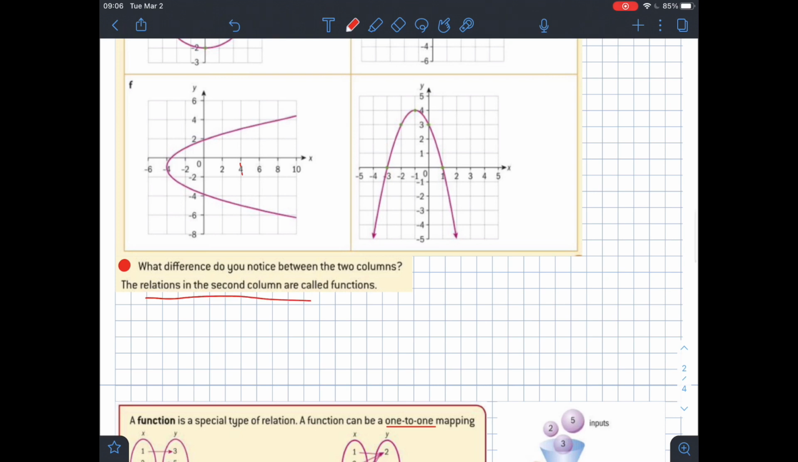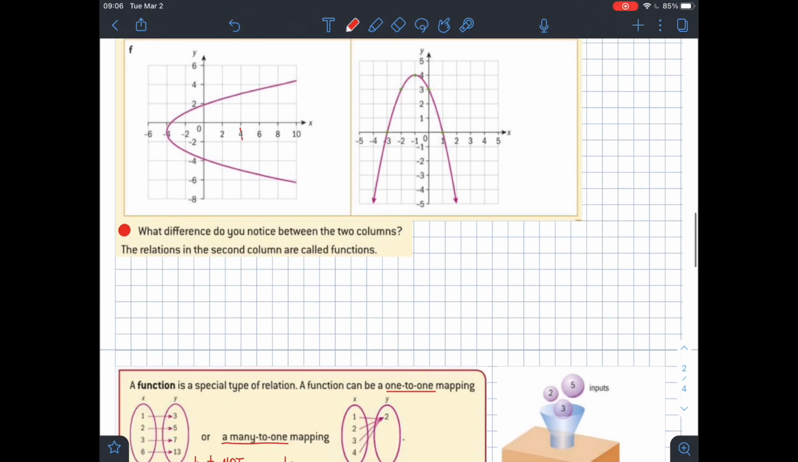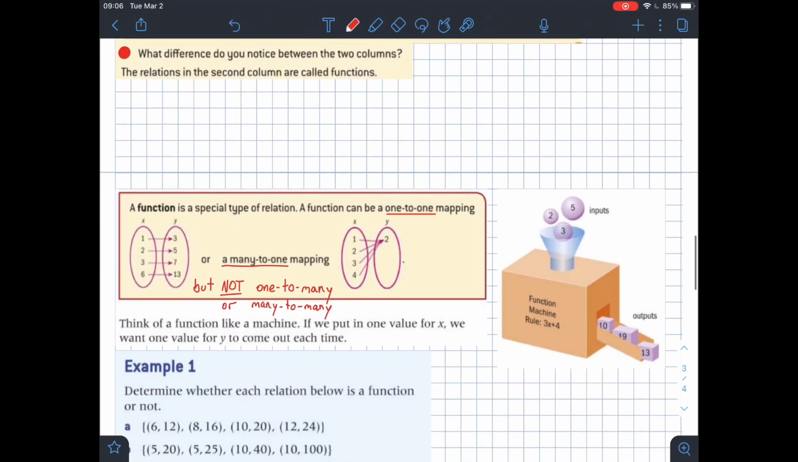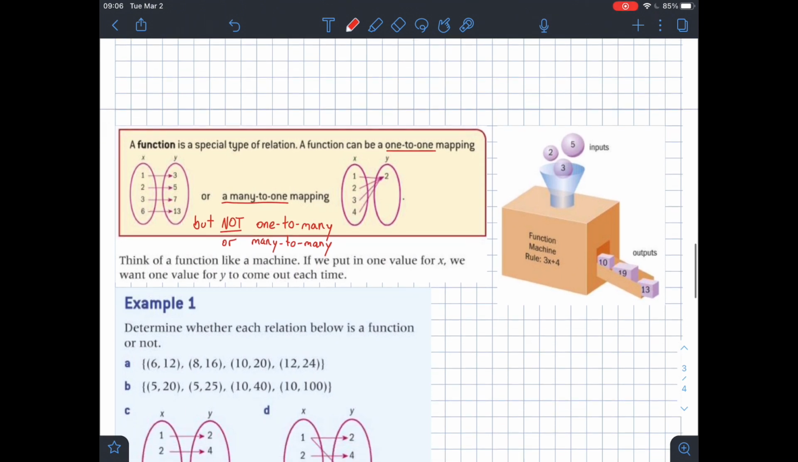Okay, so it says the relations in the second column are called functions. So here we have the definition of a function. It says a function is a special type of relation. A function can be a one-to-one mapping, which is this case over here. For each value of x, there's a unique value of y. Or a many-to-one mapping, which is this case over here. This is also considered a function.